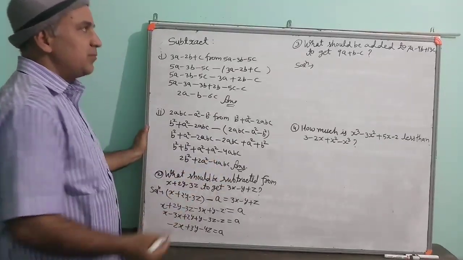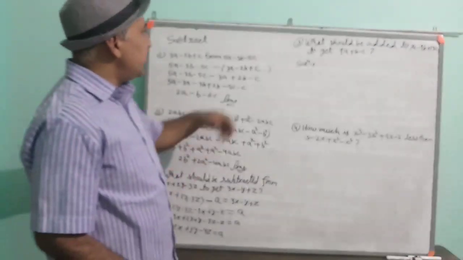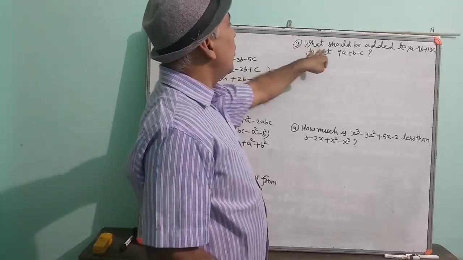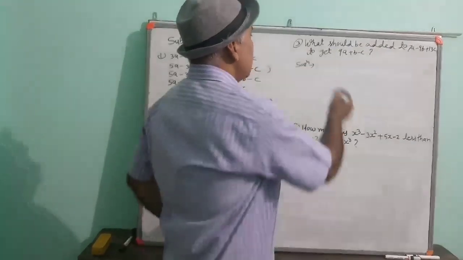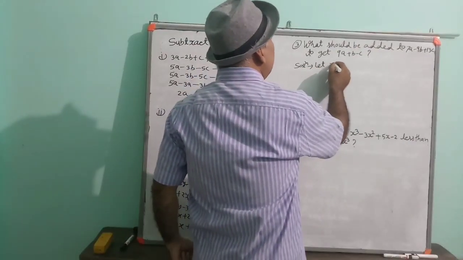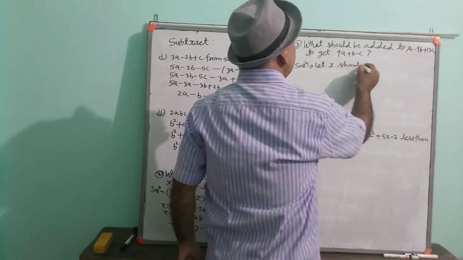Suppose a is subtracted. A similar question is the third one also. What should be added to this? So you can write your statement. Let x should be added.